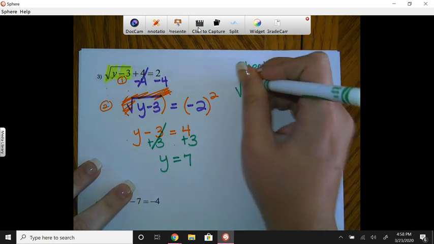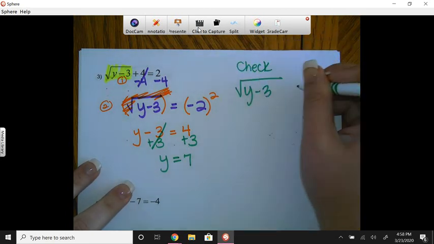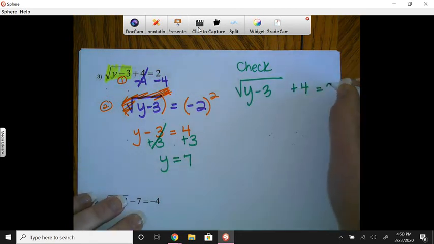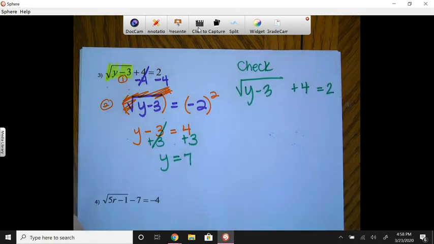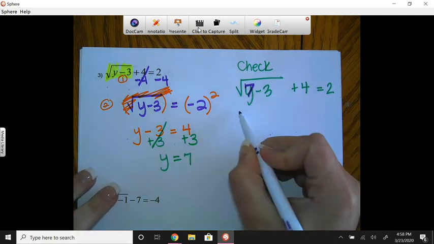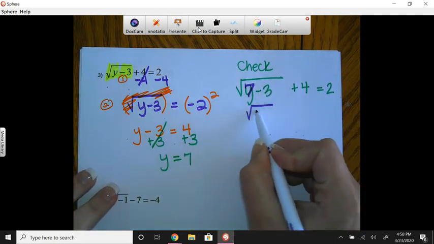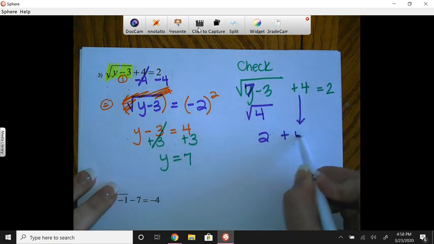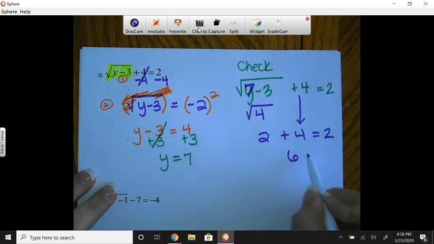So we're going to take the square root of y minus 3, and then add 4 and see if it equals 2. So we're going to plug in the 7 we got, and 7 minus 3 is 4. The square root of 4 is 2. And 2 plus 4, it does not work.